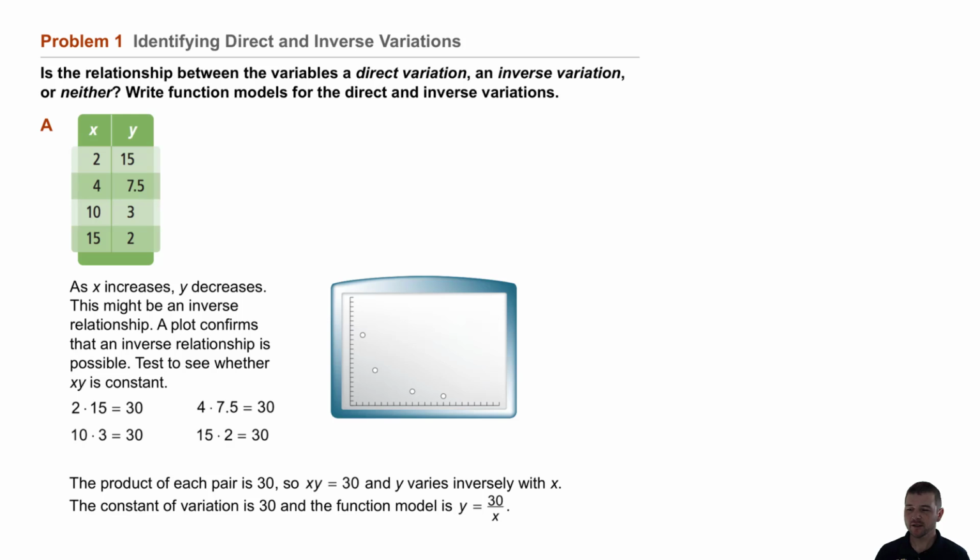The product of each pair is 30, so x times y equals 30, and y varies inversely with x. The constant of variation is that product, 30, and the function model is y equals 30 divided by x. Note we could also write x equals 30 divided by y, or xy equals 30.